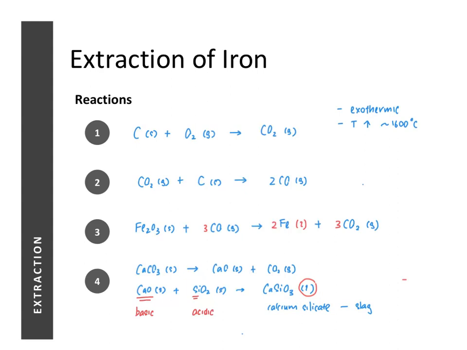So through these equations we can see the purpose of each ingredient. Carbon or coke is used to produce carbon monoxide, the main reactant that reacts with your iron(III) oxide. And the purpose of calcium carbonate essentially is to remove your sand impurities.